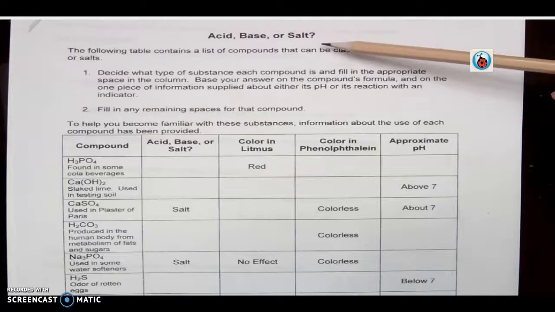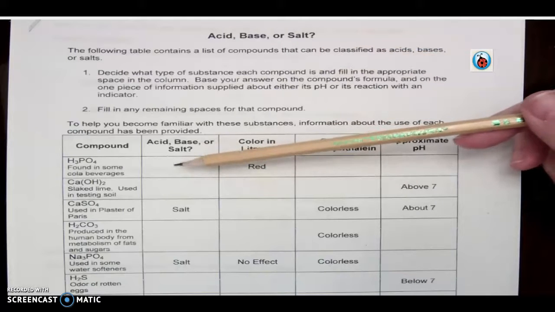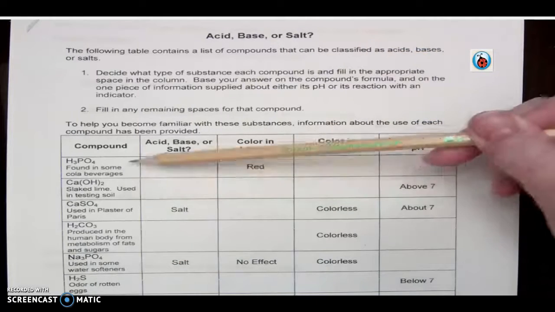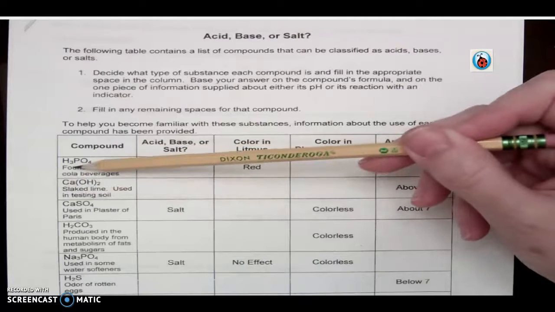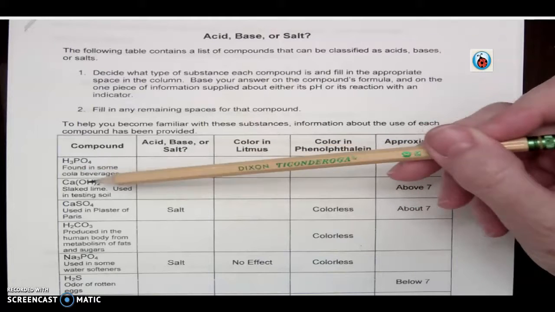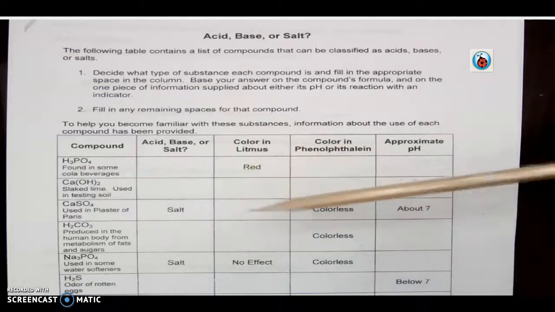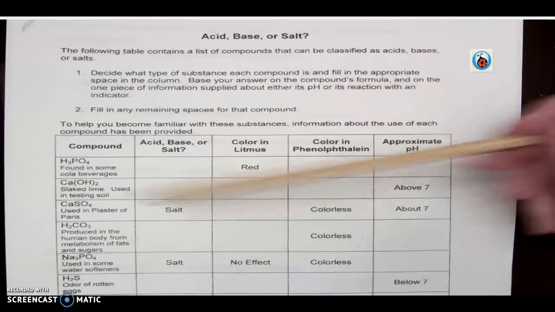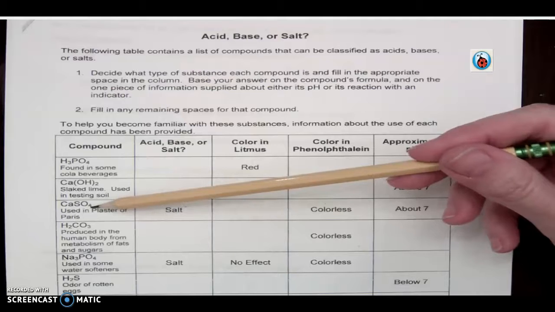Okay, acid, base, or salt. All right, how do we know if it's an acid, base, or salt? Well, we're just going to look at the formula. We already know from the last unit, what do all acids start with? Hydrogen. What do all bases end in? OH. If we don't have one of those, what is it? It's a salt. Doesn't start with hydrogen, doesn't end in OH.